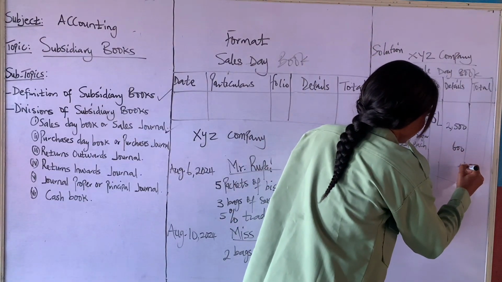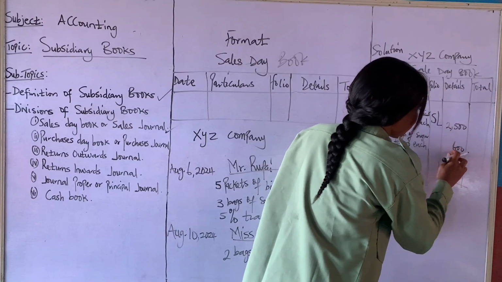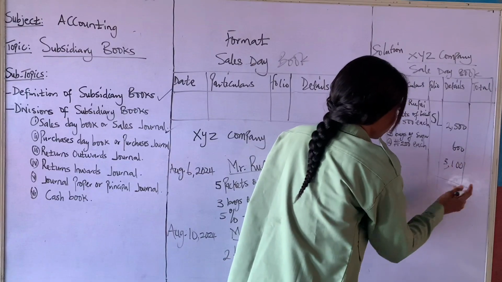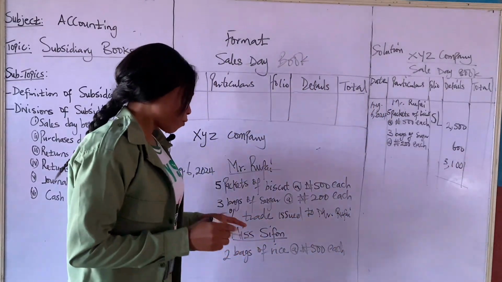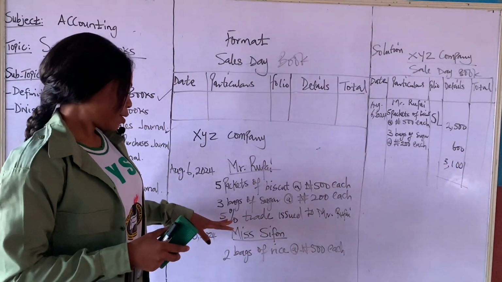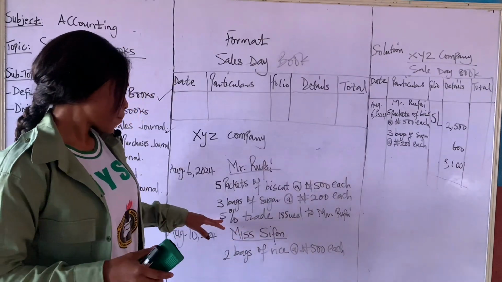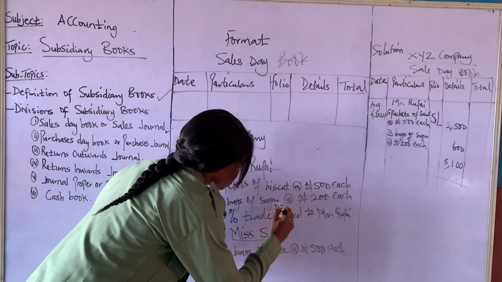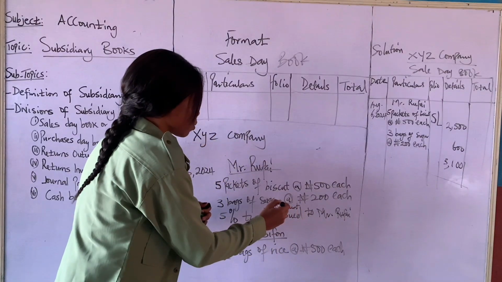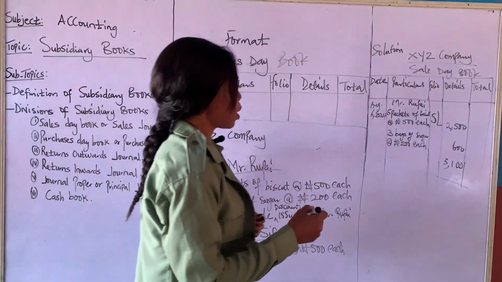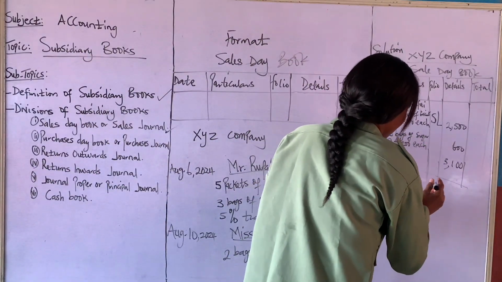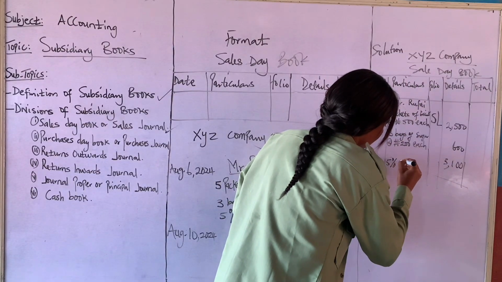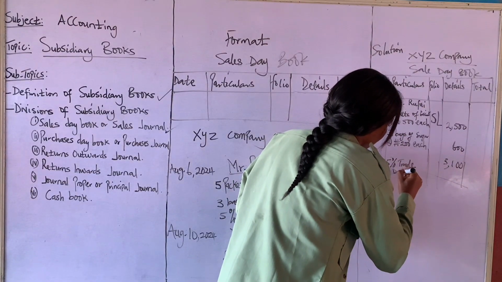So add this up. What do you have? We have 0, 0. 5 plus 6, that's 11. Keep 1, carry 1, add here, it becomes 3,100. Now remember that Mr. Rufai was given a trade discount of 5%. Please note that trade discount of 5%. So you come here and write the 5% trade discount.